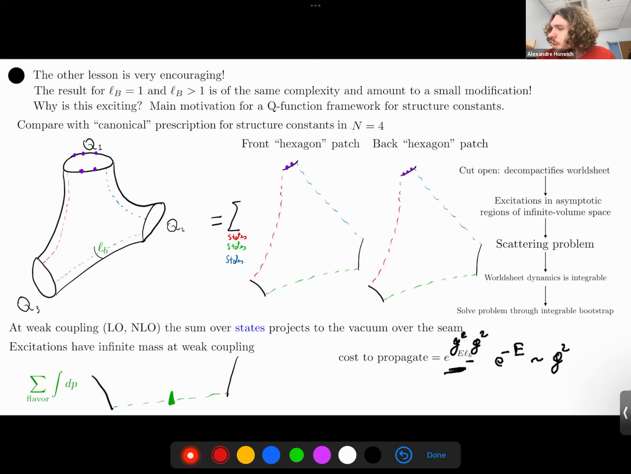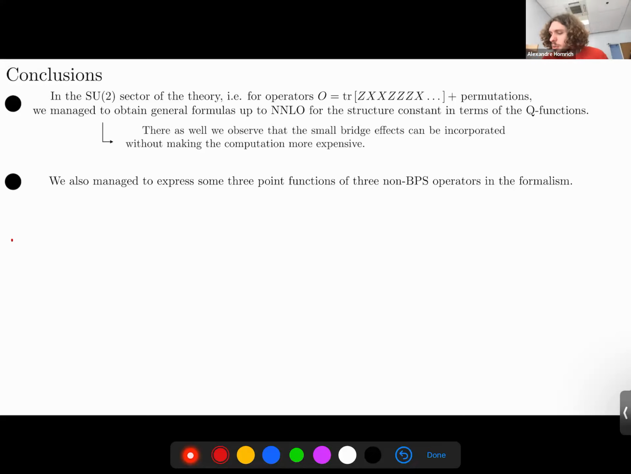Thanks. So talking about future work, I've got the conclusions, which is what I want to emphasize. There are two results I did not have time to talk about here. As I said, in a different sector of the theory, we have complete general formulas for next to leading order structure constants in terms of the Q functions. The story there is very beautiful. As I mentioned to João, it seems that the guiding principle there is not an orthogonality principle, at least not one we can see. But nevertheless, using alternative methods, we managed to develop this framework and express the structure constant as integrals of Qs. And with that, we observed that these small bridge effects, in particular when the adjacent bridges to the non-BPS operator are very short, can be incorporated in the framework without making the computation more expensive.